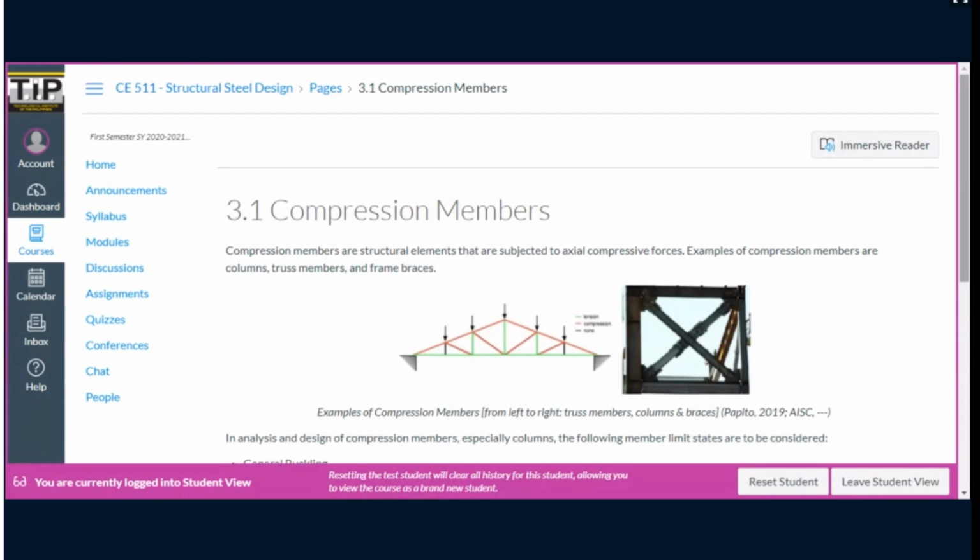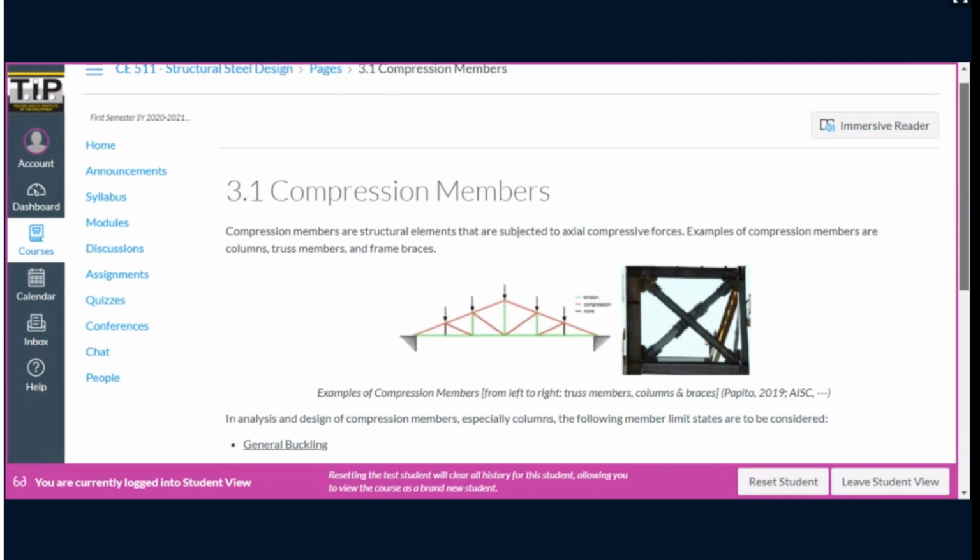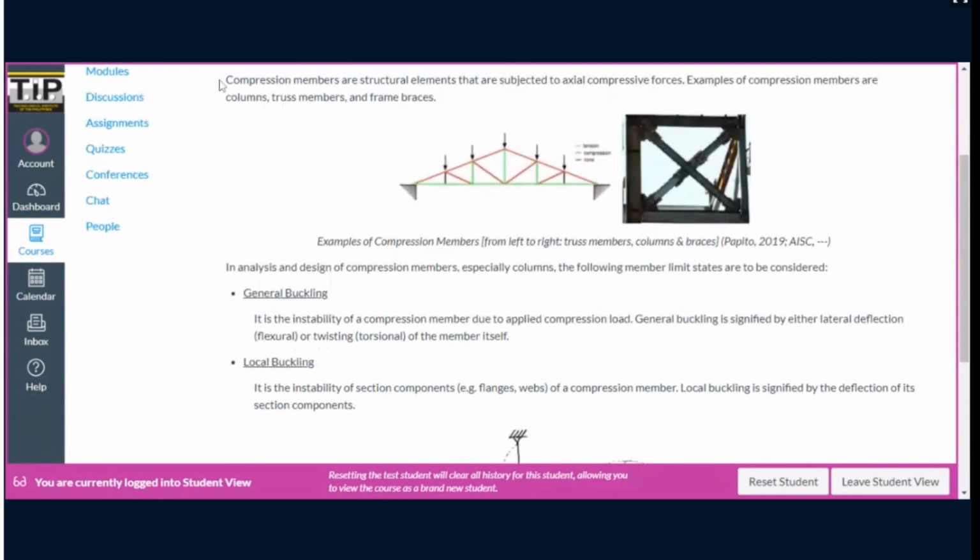Okay, so what are compression members? Compression members are structural elements that are subjected to axial compressive forces. So some examples of compression members are truss members, columns, and frame braces.